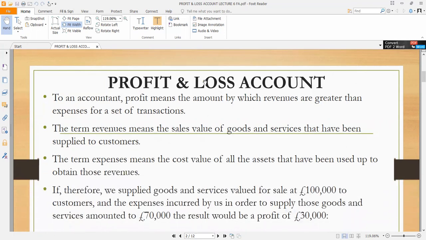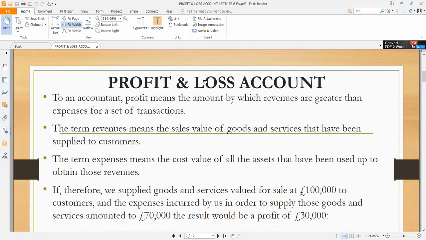Now, revenue means the sales value of goods and services that have been supplied to customers. The term expense means the cost value of all the assets that have been used up to obtain those revenues. Now, we have talked about three concepts.